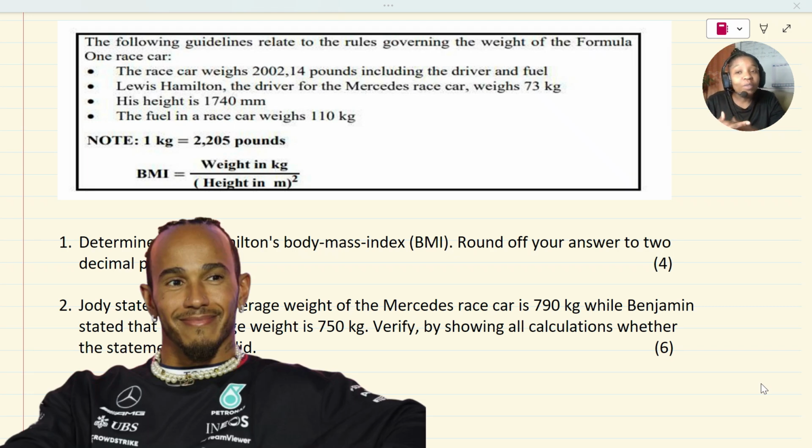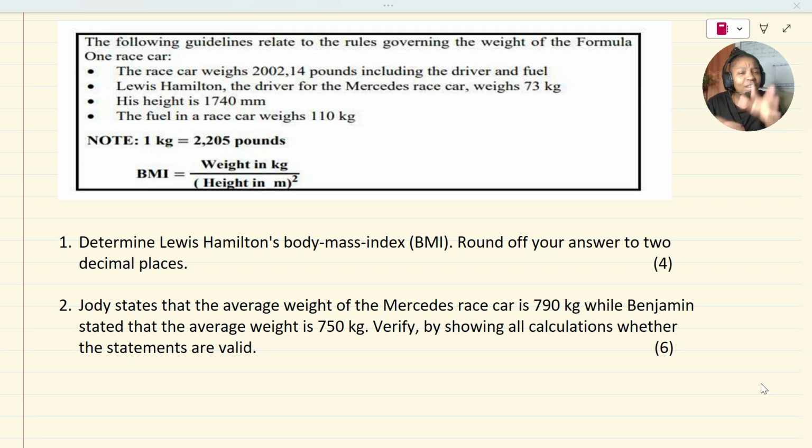In this video tutorial, we're going to be calculating Lewis Hamilton's BMI, right? And from what we've learned in the previous lessons, we'll be able to classify based on the information that is given to us. In which weight status would we put Lewis Hamilton? That's what we're going to be doing in this video tutorial.